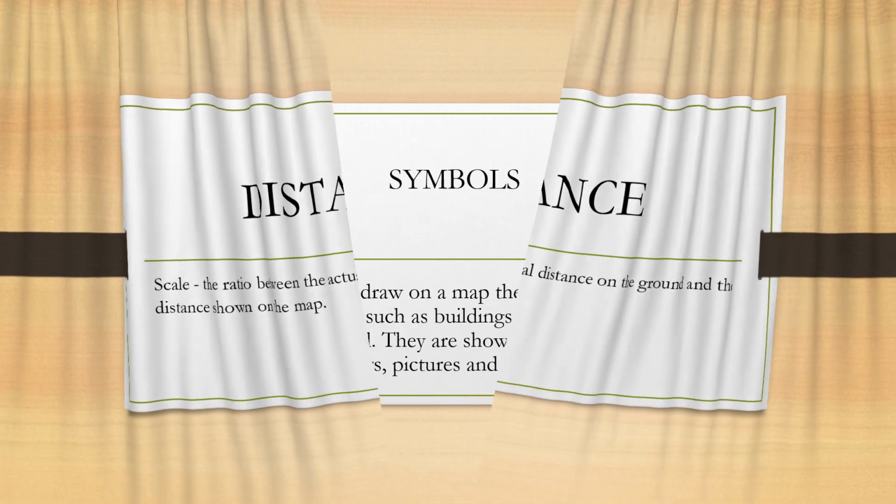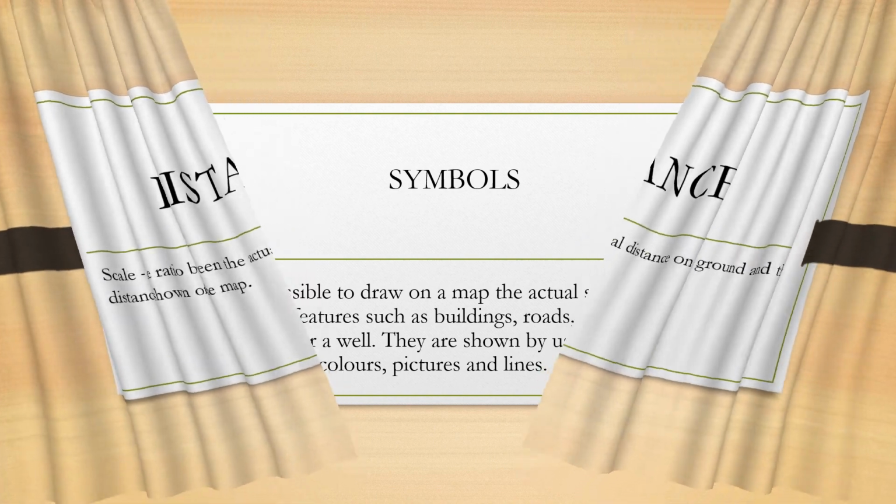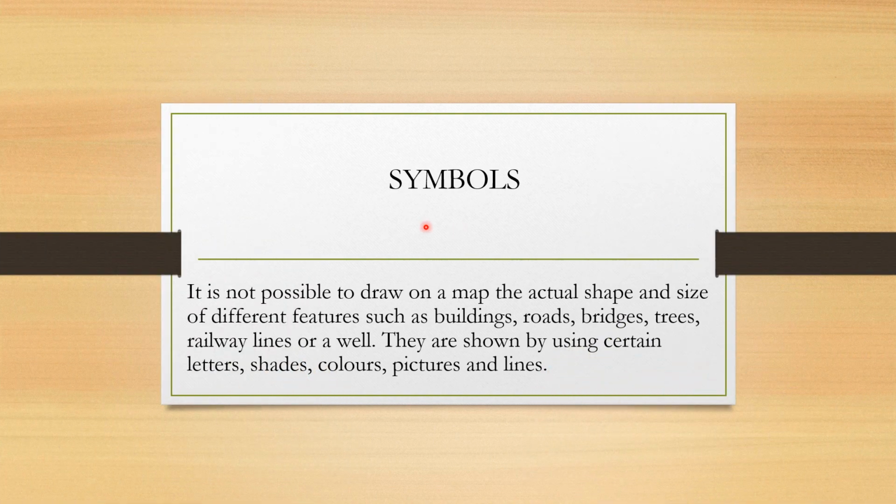Symbols. It is not possible to draw on a map the actual shape and size of different features such as buildings, roads, bridges, trees, railway lines, or a well. They are shown by certain letters, shades, colors, pictures, and lines. I will show some pictures.